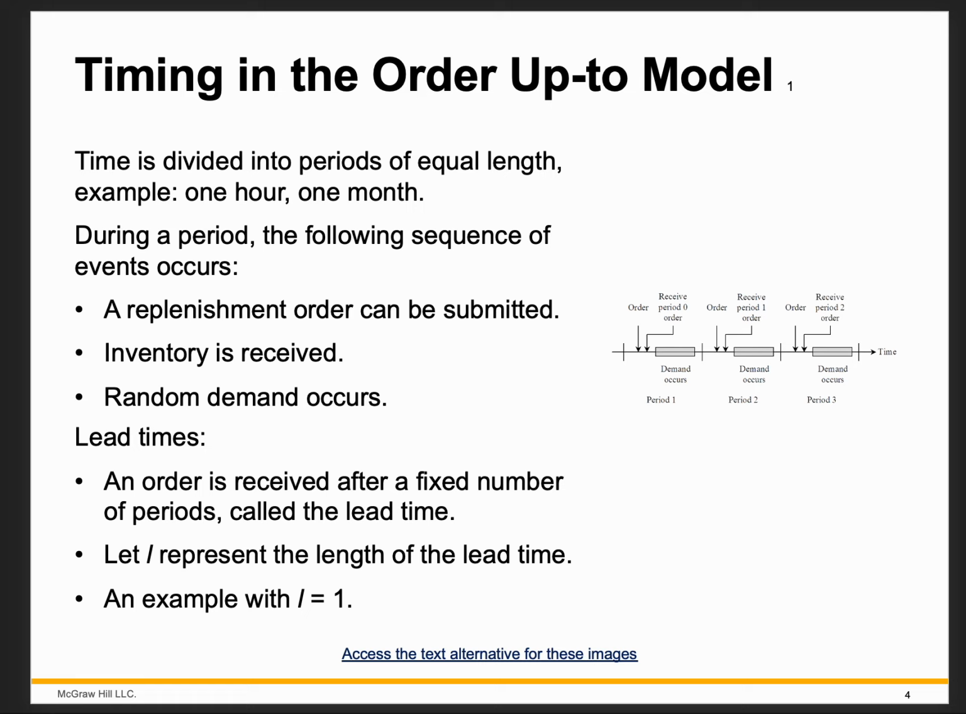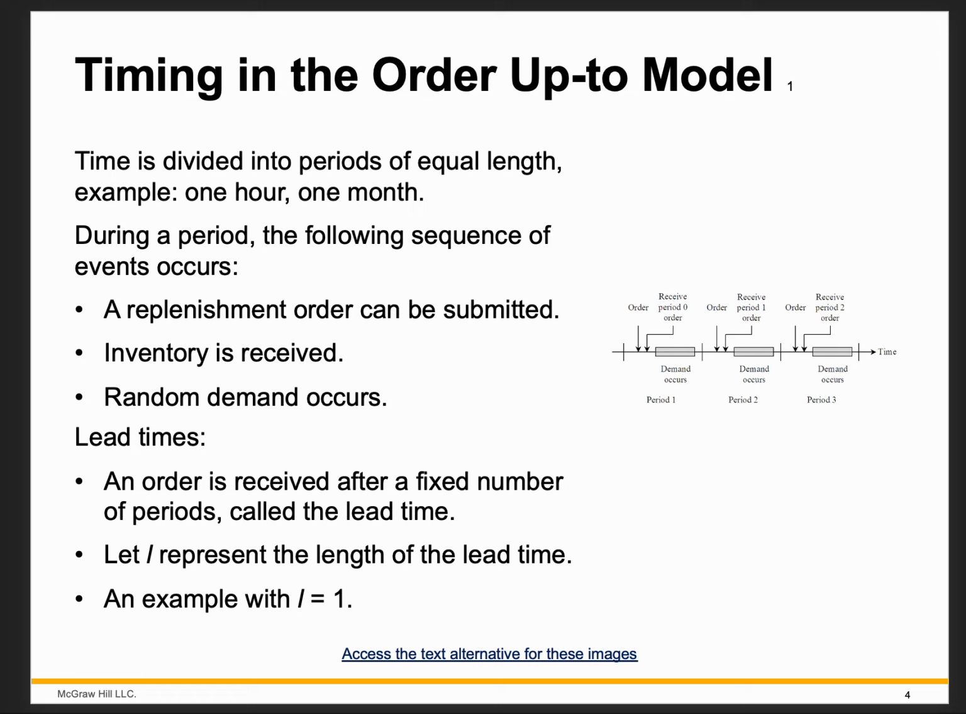Now, the timing in the order up to model looks something like this: all time is divided into periods of equal length. This could be an hour, a month, a week, it could be anything, but the same period is continued. So this is almost like a time series model, if you remember, where data was collected at equal intervals of time. Here decisions are made at equal intervals of time. So think of it this way: you have a store and you're selling some item. At the beginning of every day, you look at how much inventory you have of the item, and then you place an order to replenish. That's approximately what this boils down to.